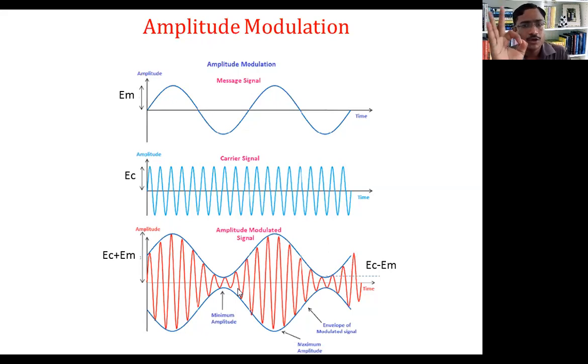So amplitude modulation is the process in which the amplitude of the carrier signal is varied according to the amplitude of the information signal, or baseband signal, also called the message signal or modulating signal, by keeping the frequency and phase of the carrier signal constant. So today, this one is sufficient. You should keep in mind the amplitude modulation process.